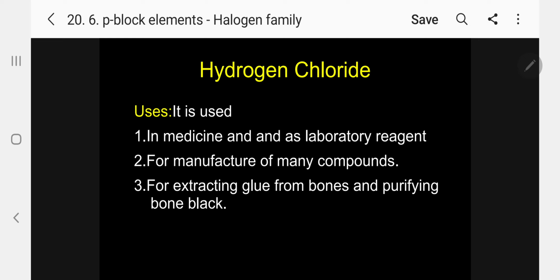So under this, we will come to the uses. Number 1, it is used in medicine and as a laboratory agent. It is used for the manufacture of many compounds, especially organic compounds. We treat with HCl and get them. And also in inorganic compounds. It is used for extracting glue from bones and purifying bone black. We use HCl for these.